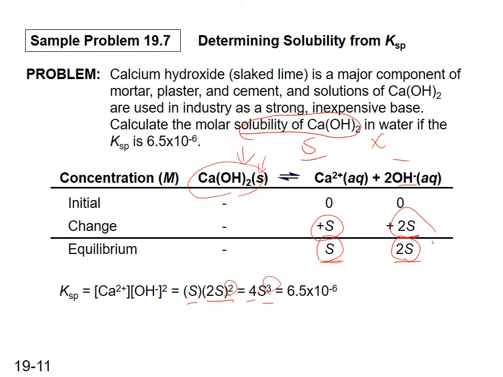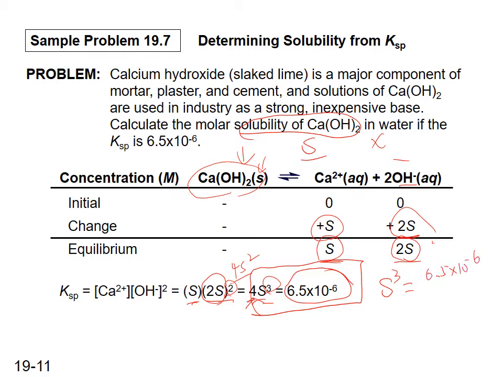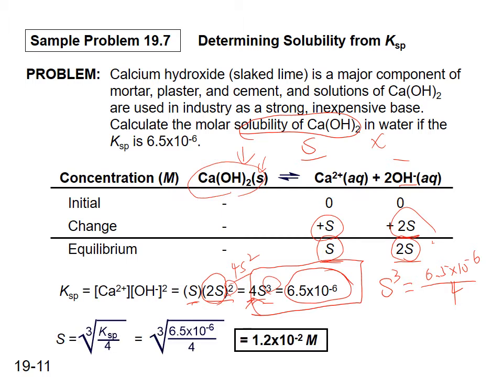Note that 2s combined together squared should be 4s squared. And 4s squared times s, that's 4s cubed. And the Ksp is given, so from this equation, we can solve for s. So we move 4 to the right side: s cubed equals the Ksp divided by 4. And therefore, s can be calculated as the cube root. And that is 1.2 times 10 to the minus 2 molarity. So that's the solubility.